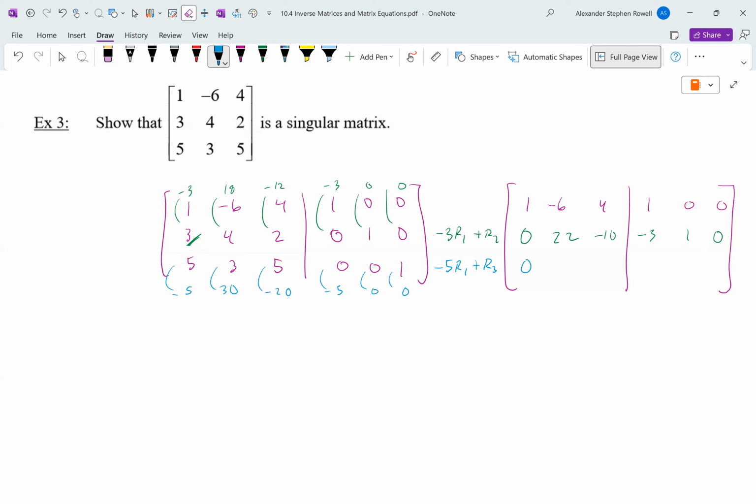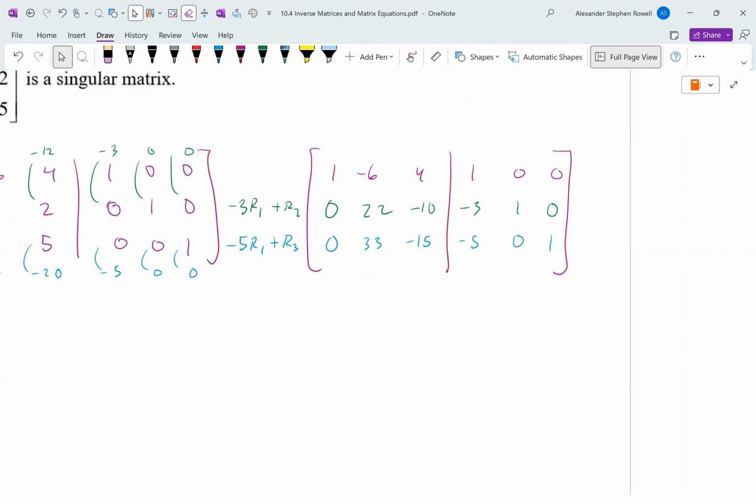So -5 plus 5 is 0. 30 plus 3 is 33. 5 plus -20 is -15. -5 plus 0, 0 plus 0, and 1 plus 0. What should I do next?